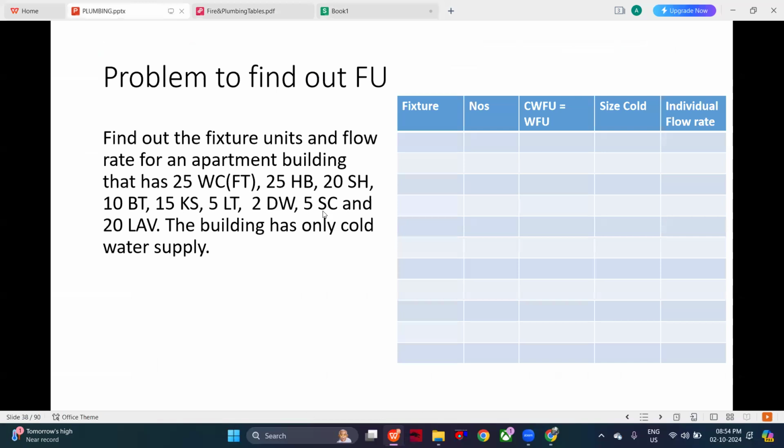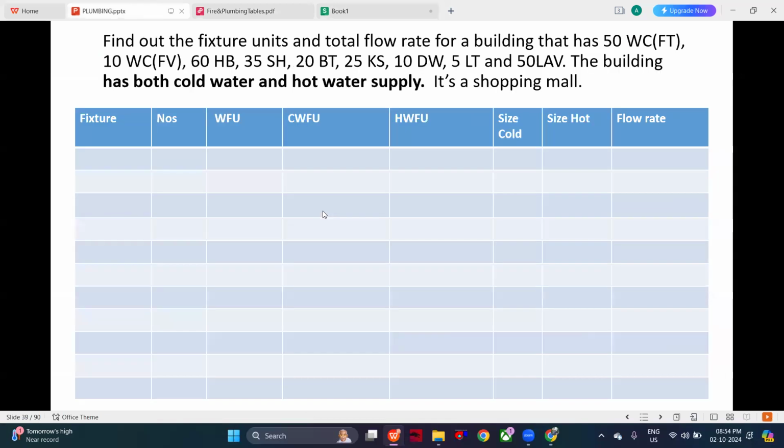First question. And the second question is for you guys. Water fixtures unit, hot water and the cold water. We have the time. Just do this one.